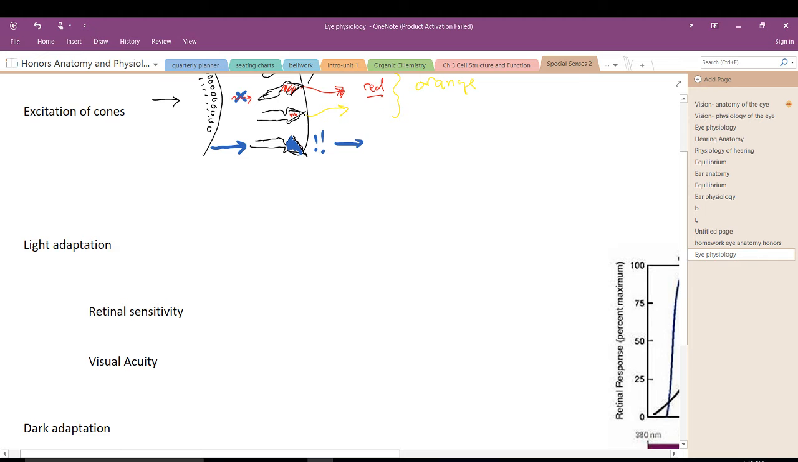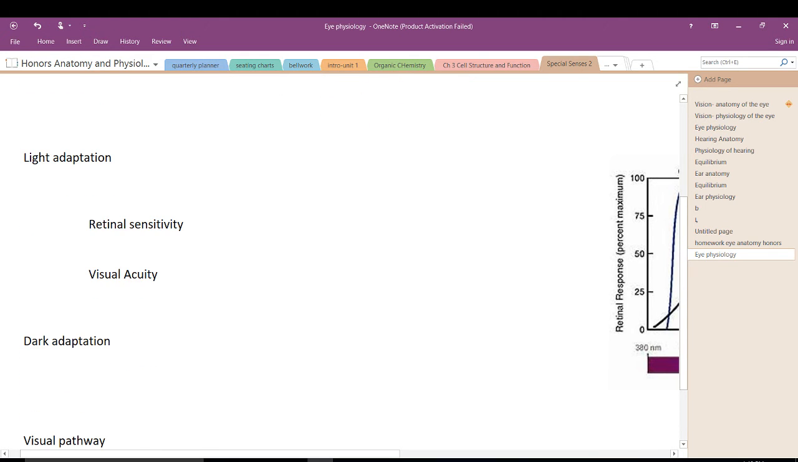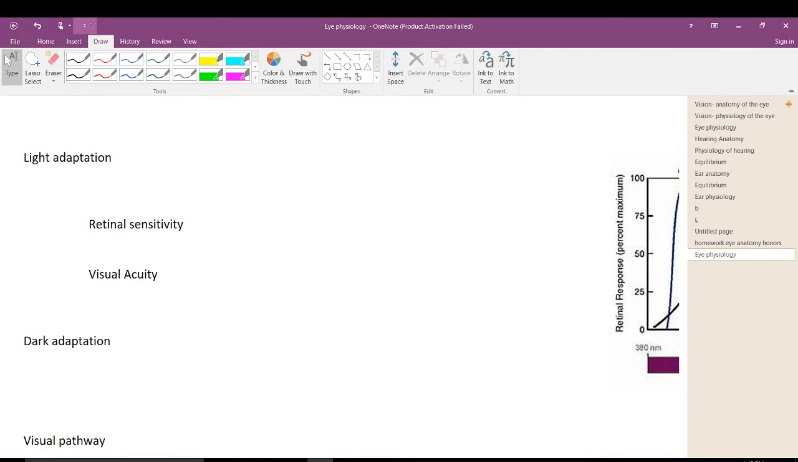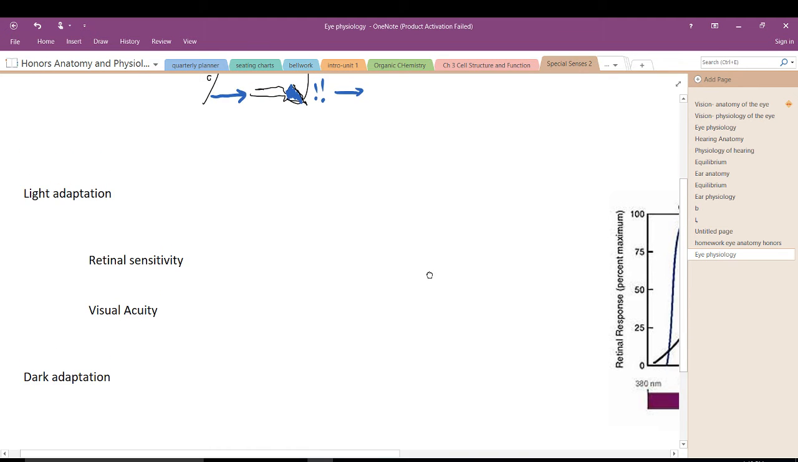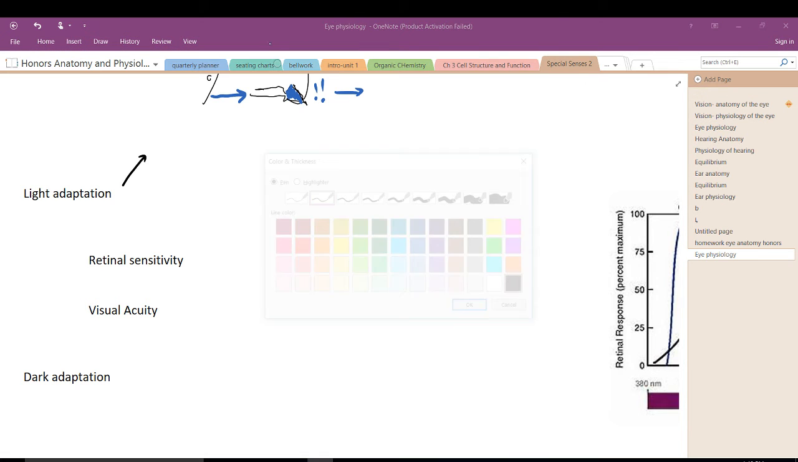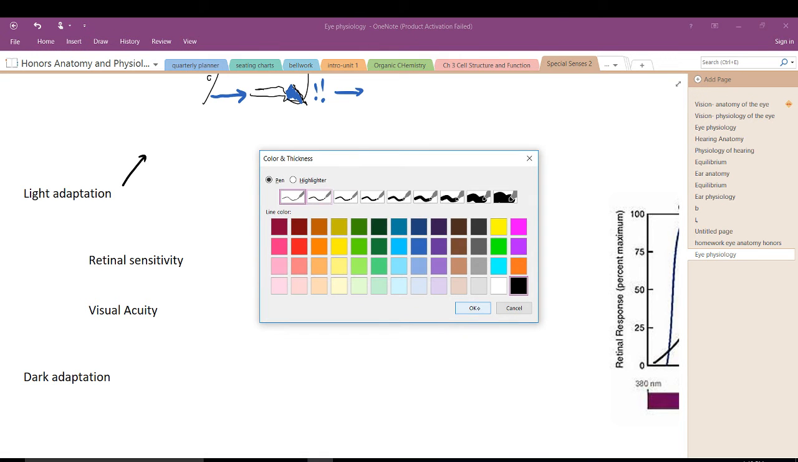Now, the only thing we need to talk about is what happens during the day, when we go from darkness to day or day to night. We're going to first talk about light adaptation, which is when we go from dark to light. I'm going to scoot my notes up a little bit here. Let me first get a darker pen, there we go.